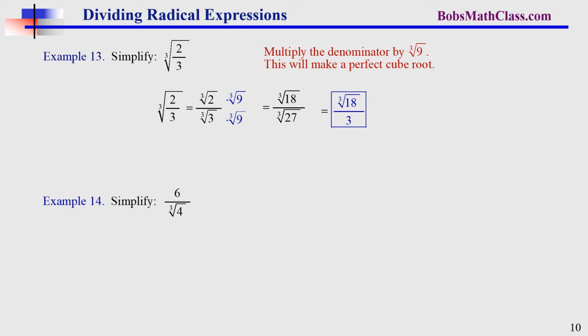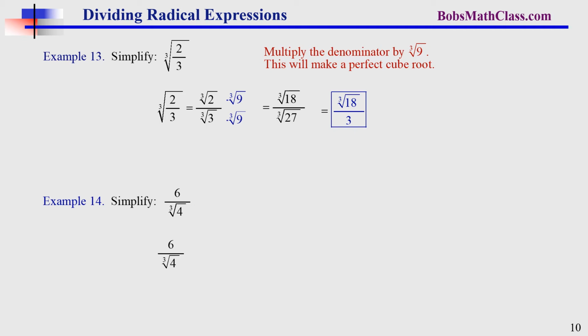Alright, so the next one, 6 over the cube root of 4. Well, they're already separated, so we need to figure out what we're going to multiply 4 by to make it a perfect cube root. Think about 4. The prime factorization of 4 is 2 times 2. So there's already 2 2's, but we need 3 2's. So if we have 2 2's and we need one more 2, that's what we need. So we're going to multiply it by cube root of 2.